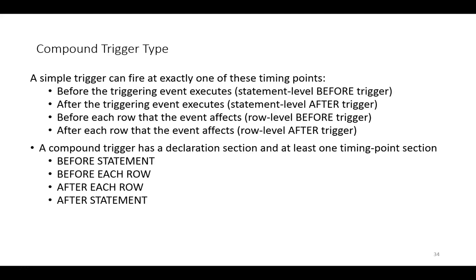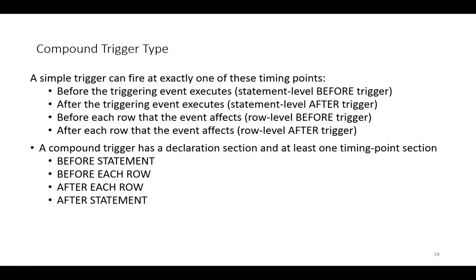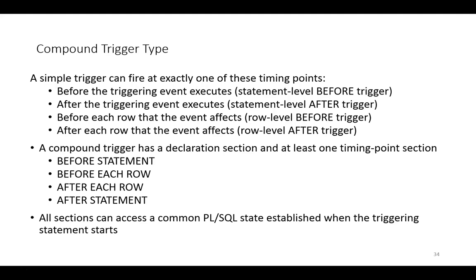In addition, a compound trigger has a declaration section where variables or work areas can be declared, and they would then be shared by the different timing point sections. So we would have something called before statement as a section, before each row as a section, and likewise for after each row and after statement. Now it's possible that we have all 4 of these sections or only one of the sections. All sections have the ability to access this common declaration section.